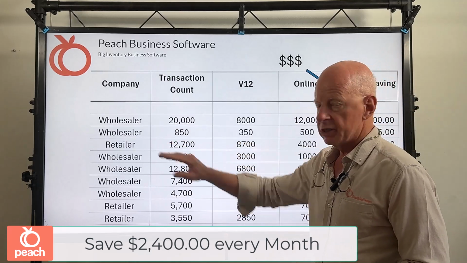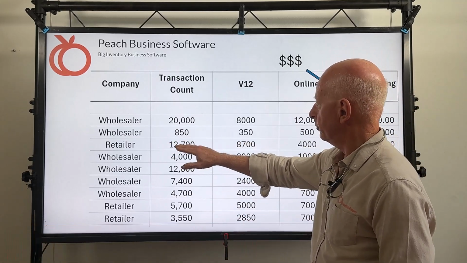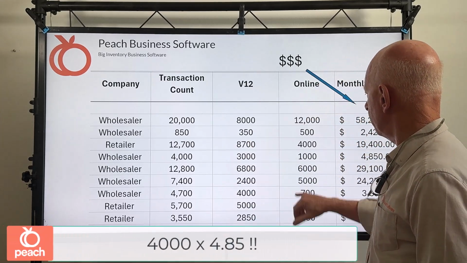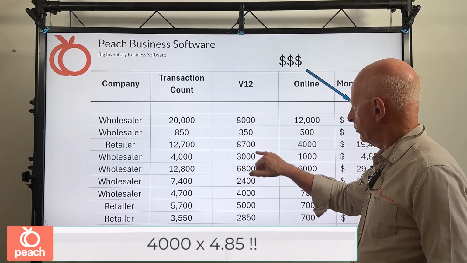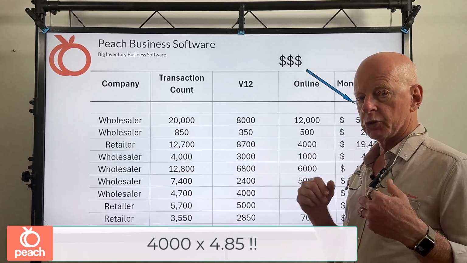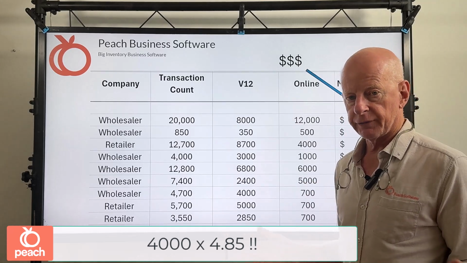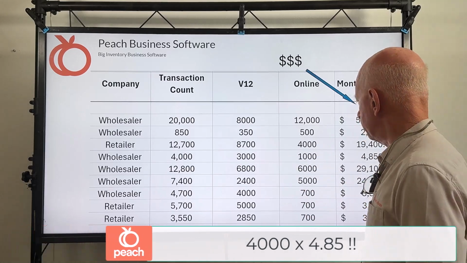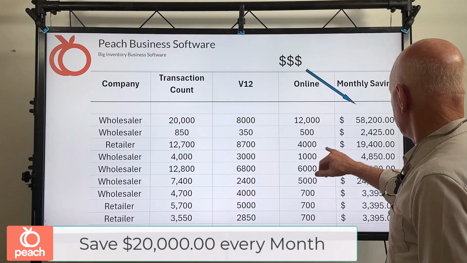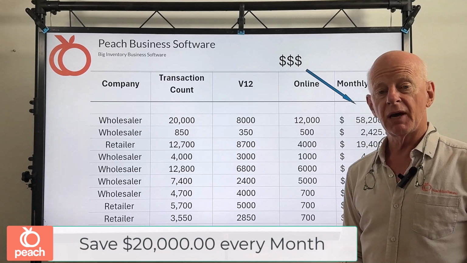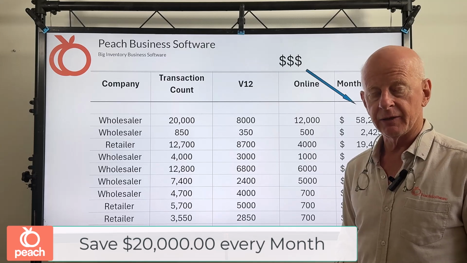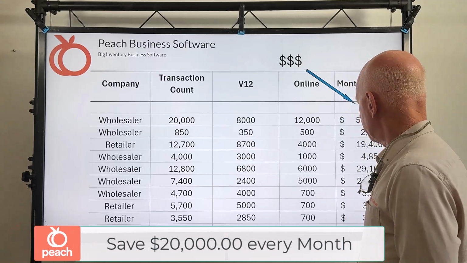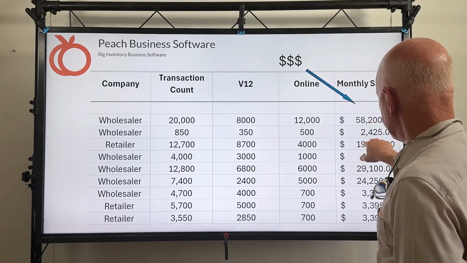Not only wholesalers, retailers. This retailer here puts through almost 13,000 transactions a month. 8,700 go through V12, 4,000 through online. This 87 is pretty high, probably because they're a point of sale shop, so they do a lot of over-the-counter sales as well. But 4,000 orders come from their trade customers every single month. On average, that saves them $20,000 a month, 240 grand a year, $250,000 a year, straight onto their bottom line. That's straight in your pocket. All you got to do is pay tax on it, but that's extra profit.